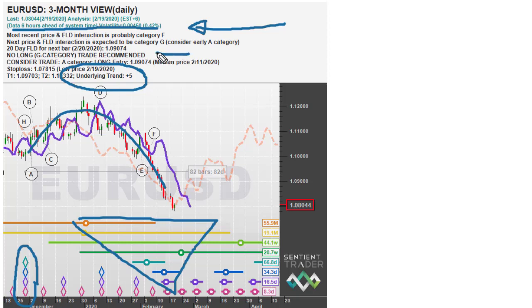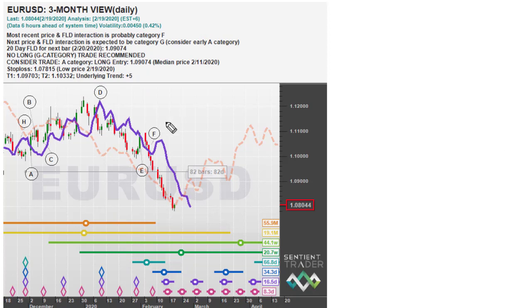Now, the system is indicating that the next trade is expected to be a G category trade, but that is because it hasn't really been able to pick up a clear GH category combination, although in my opinion that is probably what happened over here in the first week of February. That was in fact the GH. So the system is struggling to identify the G and H category interaction. So that's why it is still warning that that GH category is coming next. But it does indicate that we should consider an early A category trade.